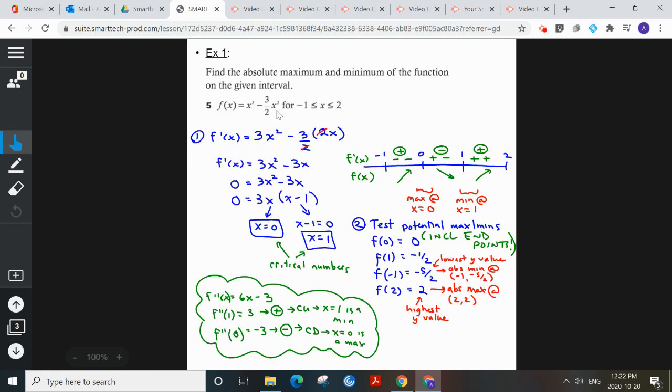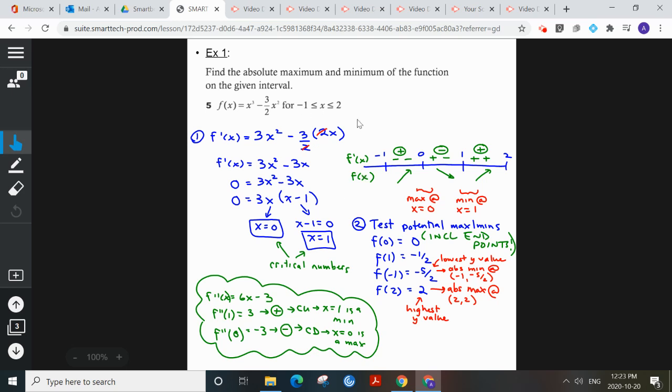If I just gave you a question like this and asked you to find the absolute max and min of the function on this interval, I'd start by taking the derivative of this function. I would get 3x squared minus 3x. I'd set it equal to 0, and I'd solve for x. And I'd get my critical numbers, which I'm going to use in my sign chart.